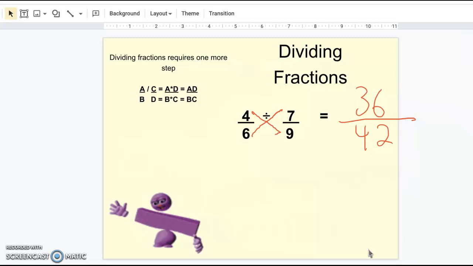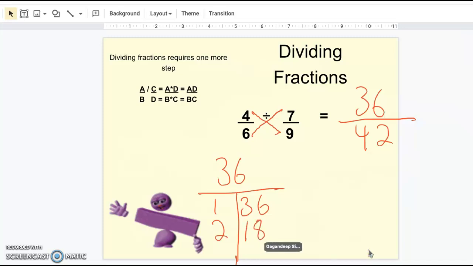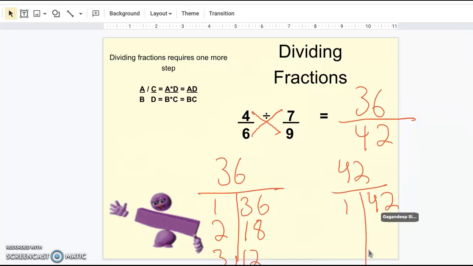I'm going to do this part out real quick, just in case you're not getting it. For 36, I got 1 and 36, 2 and 18, 3 and 12, 4 and 9, and 6 and 6. For 42, I got 1 and 42, 2 and 21. I don't think 42 is divisible by 3 even. Oh, yep, I'm sorry, 3 and 14.